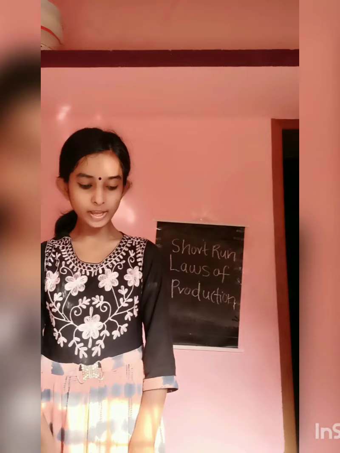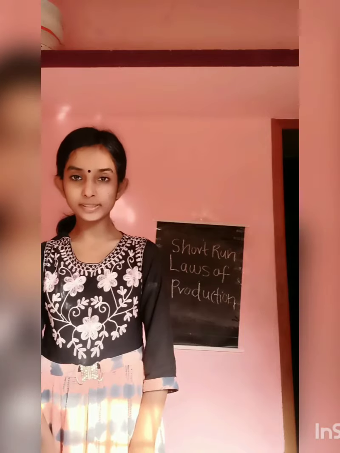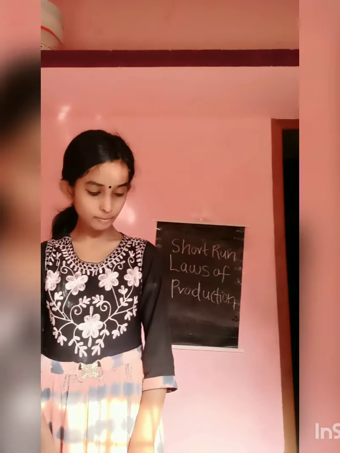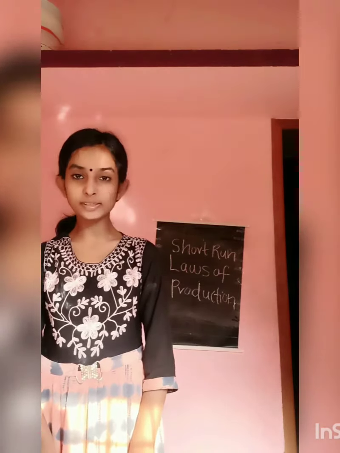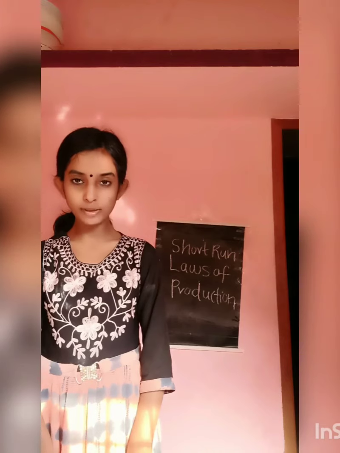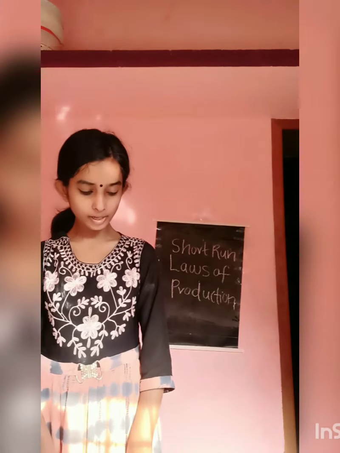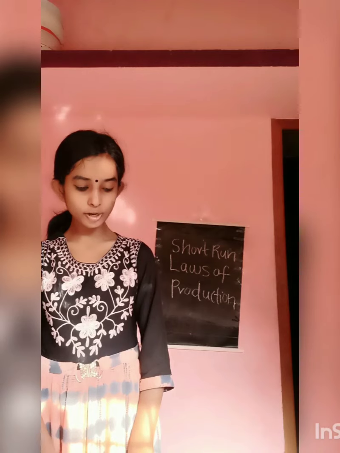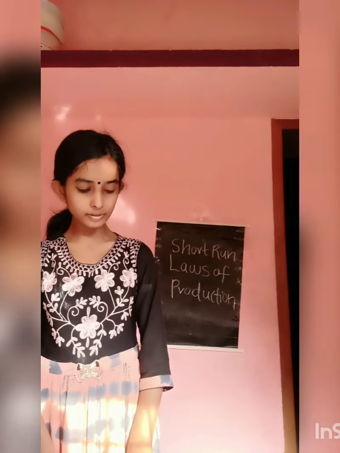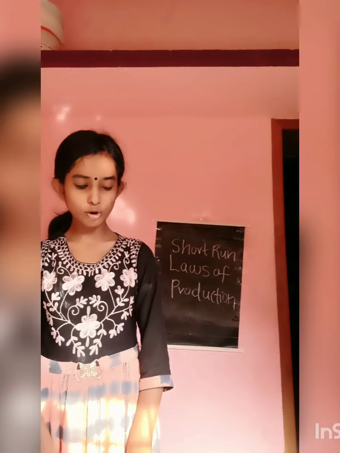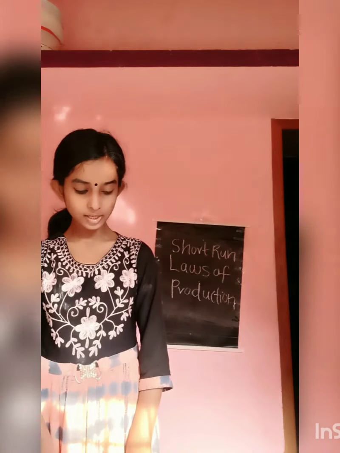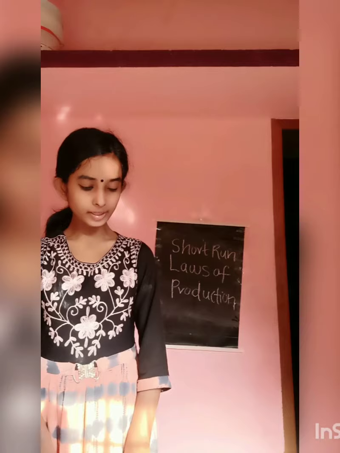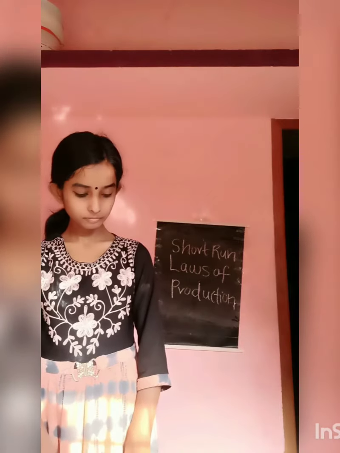Short run laws of production. In short run, output may be increased by using more of the variable factors, while capital and possibly other factors are kept constant. At least one input will be fixed and other inputs are variable. The marginal product of the variable factors will decline eventually as more and more quantities of this factor are combined with the other constant factors.